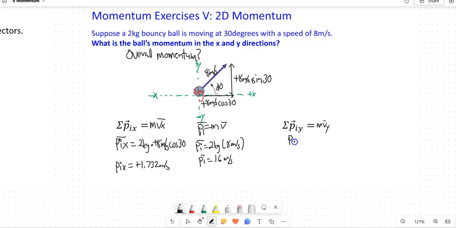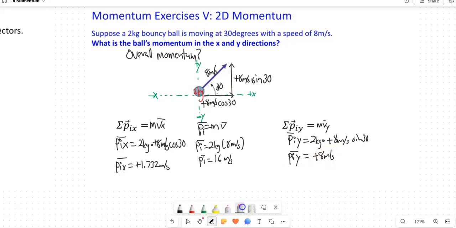In the y direction, we are going to do the same thing. We're going to take 2 kilograms, but this one we are going to multiply by the vertical component, or the y direction velocity, which is 8 meters per second sine of 30 degrees. The sine of 30 degrees is a half, so the initial momentum in the y direction is going to be 16 divided by 2, which is going to be positive 8.